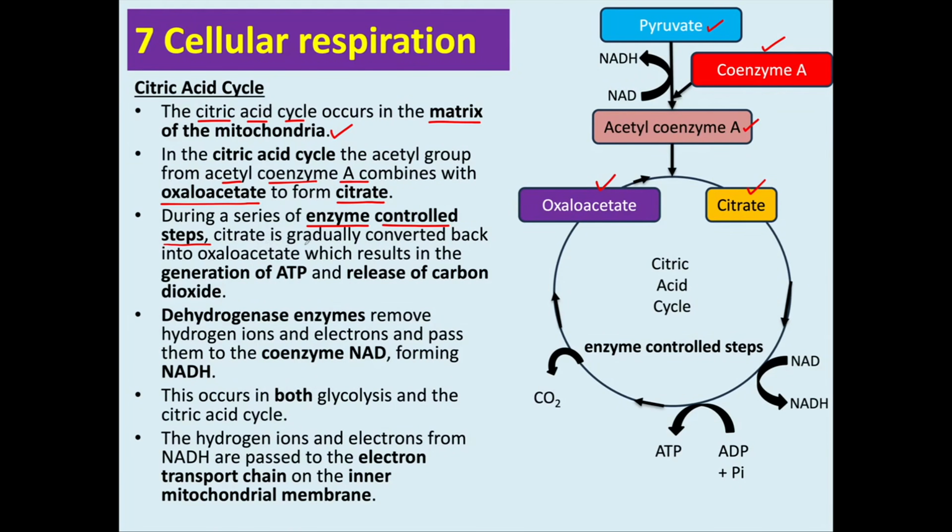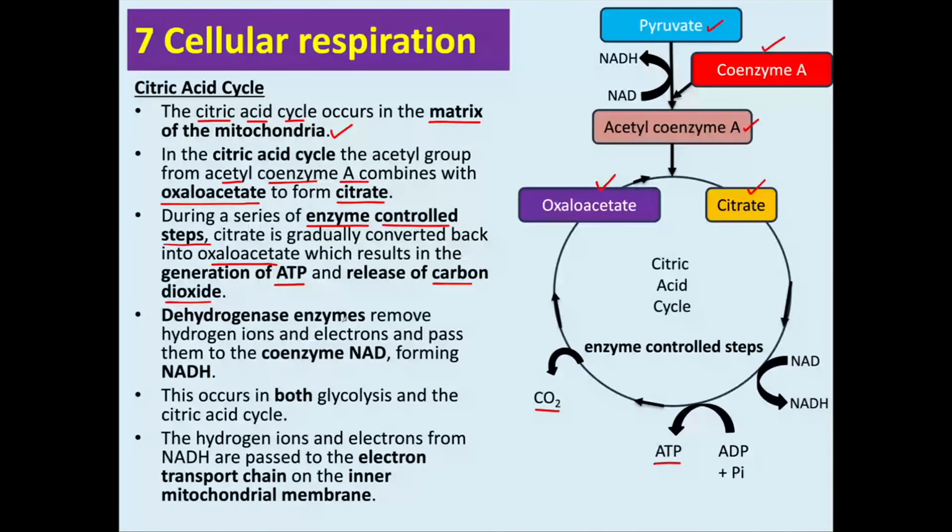Now, eventually, citrate is going to be gradually converted back into oxaloacetate, okay? Going around this cycle, it's converted back into oxaloacetate. And during that series of enzyme-controlled steps, there will be the generation of a little bit more ATP. We can see that here. There will be the release of carbon dioxide. And again, we can see that here in our citric acid cycle. So a couple of products from all these series of reactions that are happening.